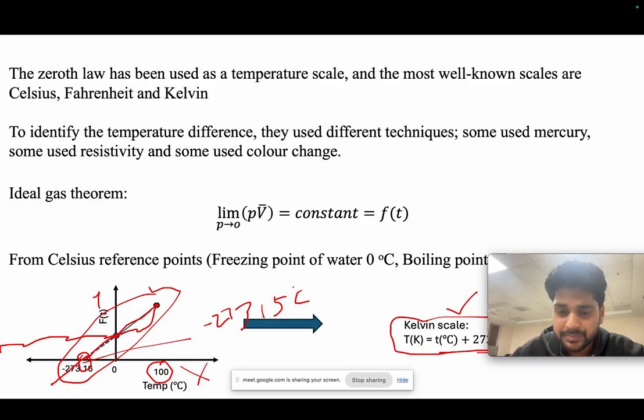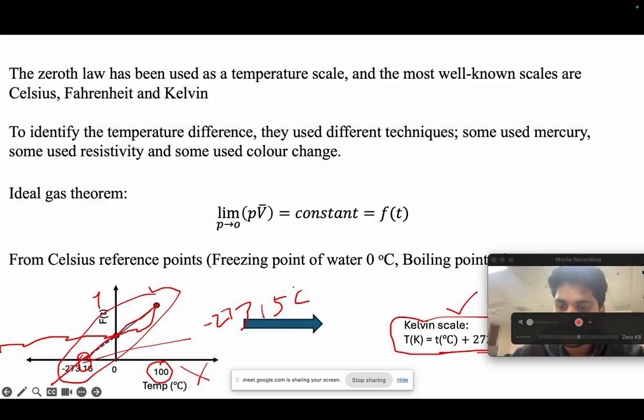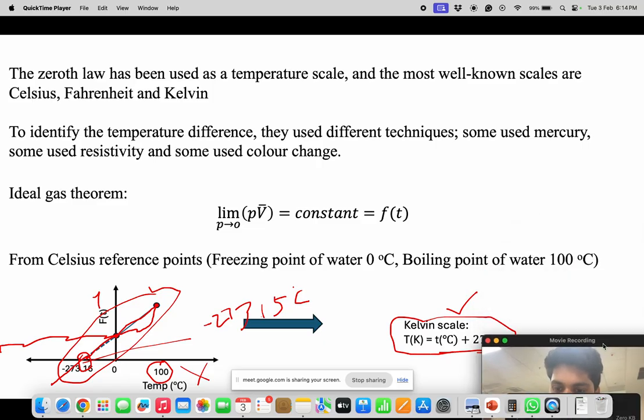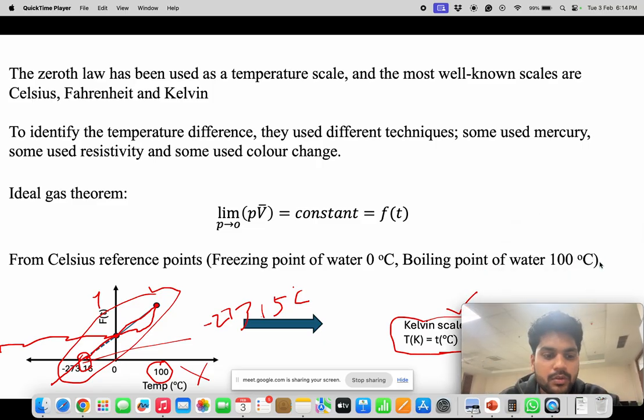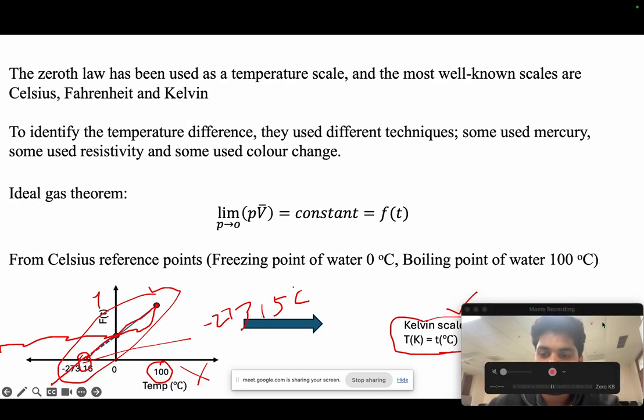If you see, there is a Kelvin scale, T in K, with 273.15.